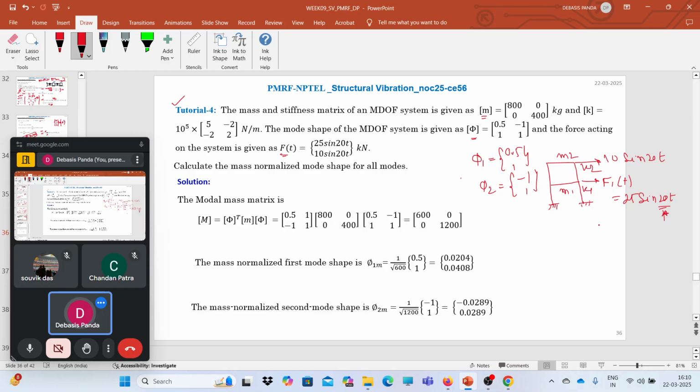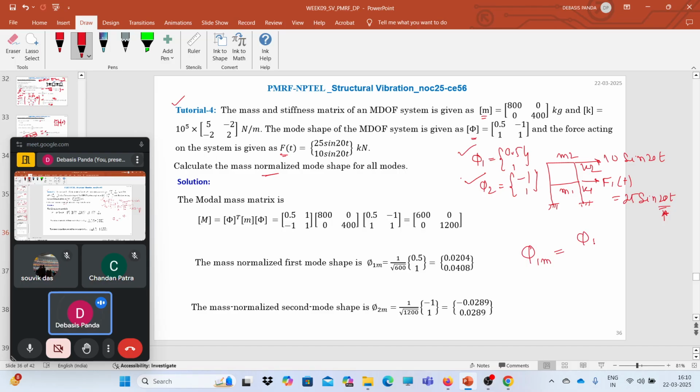Now, first question: calculate the mass normalized mode shape for all modes. So we have two modes, first mode, second mode. The frequencies are not given, but the mode shapes are given. Great. So what do I need to do? Calculate the mass normalized mode shape. Mass normalized mode shape, we know. Already we have solved one example related to that.